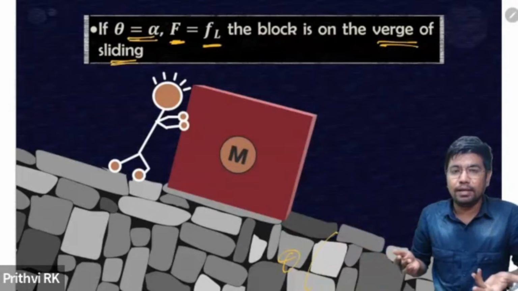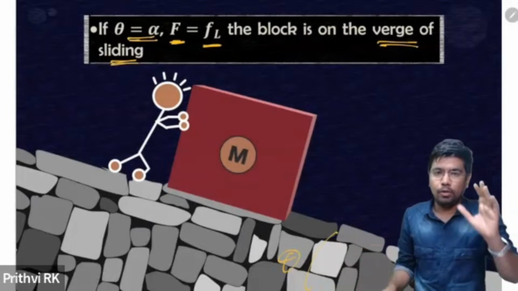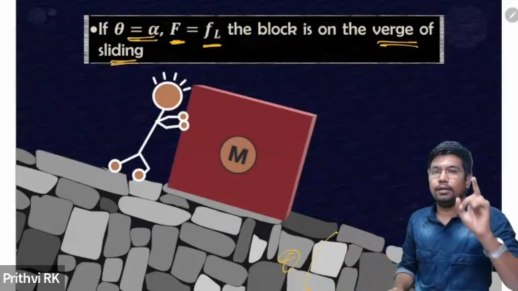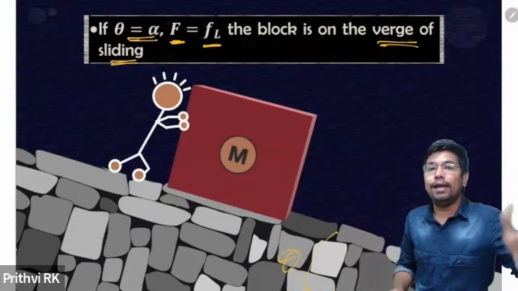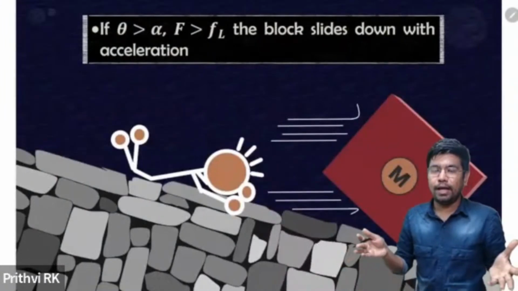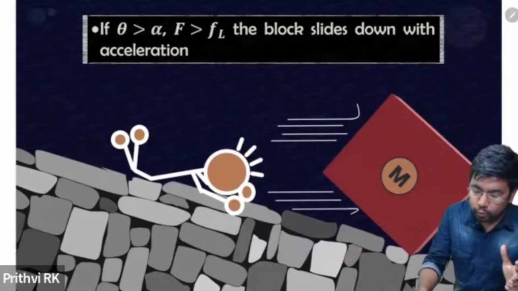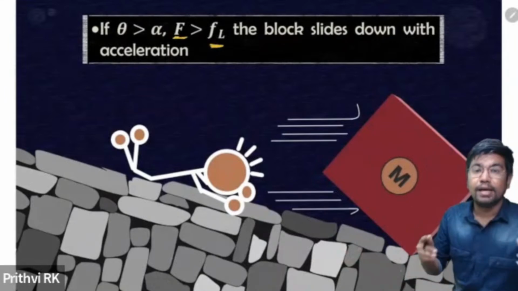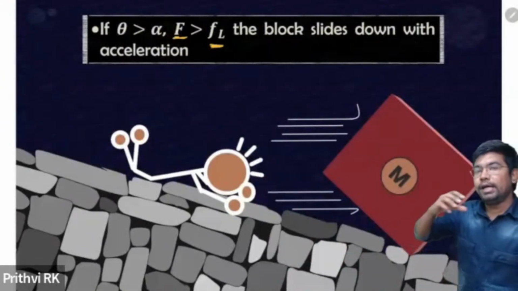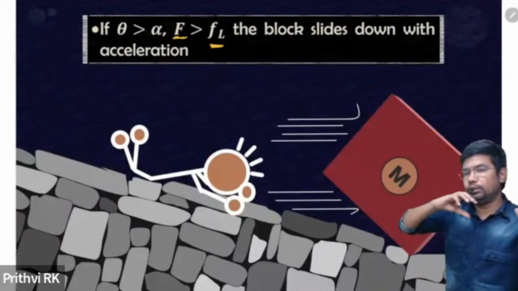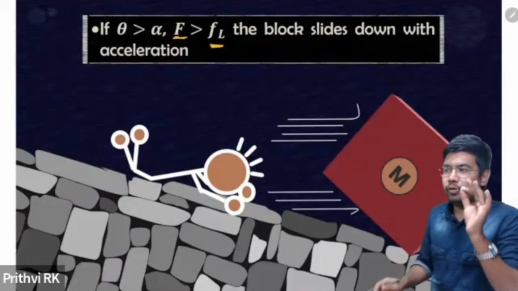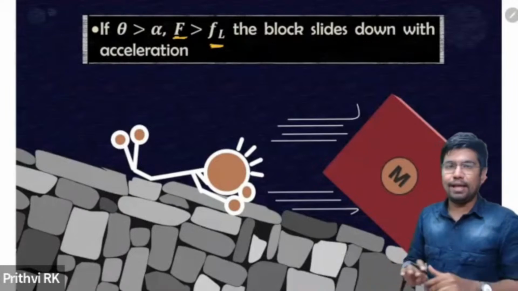And the third scenario: when will it start to slide? Now it is on the verge of sliding. For it to start sliding, the value of theta should be greater than alpha. When theta is greater than alpha, the pulling force will increase more than the frictional force, and the block will start to slide down with some acceleration. So everyone, you all got all these three scenarios.